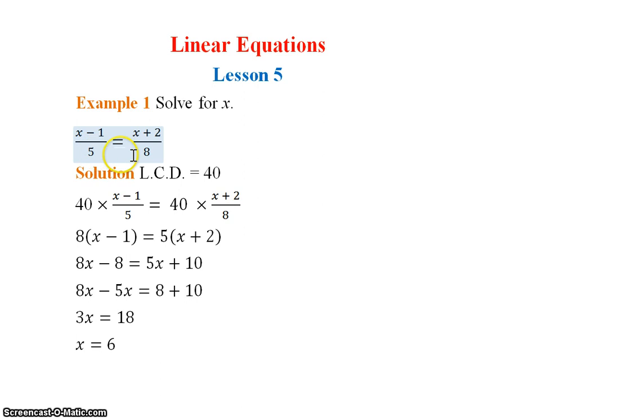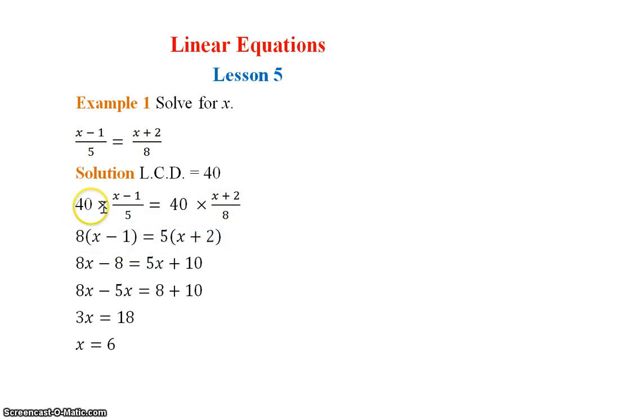Because numbers 5 and 8 are mutually prime, the lowest common denominator is just the product of 5 and 8, which is 40. To get rid of the denominators, we multiply the left and the right sides of the equation by 40. We get 40 times (x minus 1) over 5 equals 40 times (x plus 2) over 8.